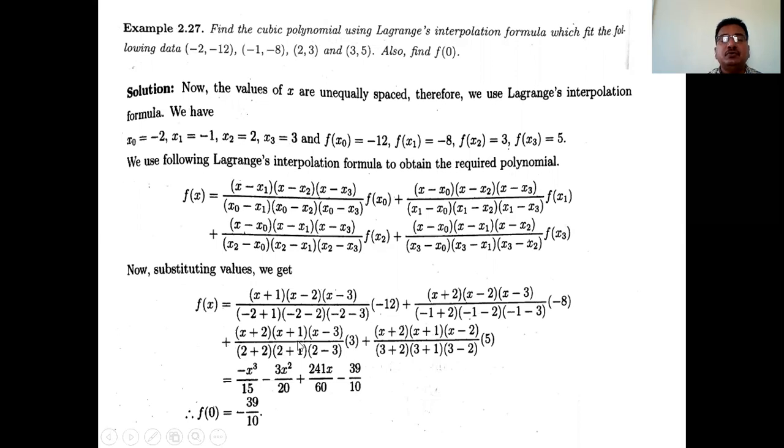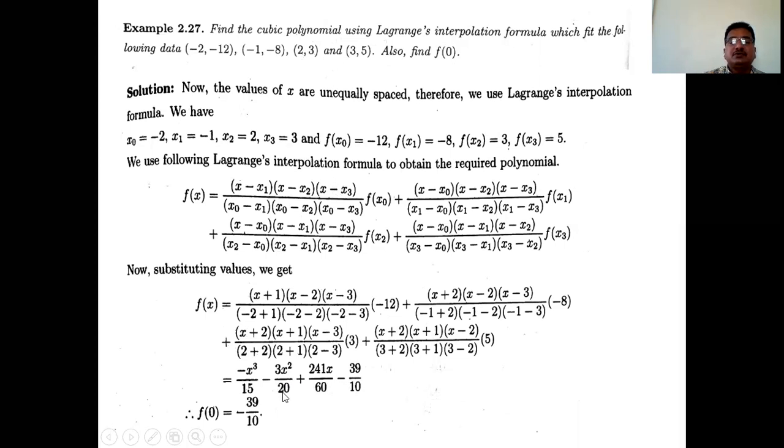Similarly, if you substitute x equal to -1, sometimes the answer may not be exactly -8. It may be another number, but that number must be nearest to -8. If it is not equal to -8, then check that it is nearest to -8. If you substitute x equal to 3 and the answer is not 3 but nearest to 3, that is how you verify the answer by substituting at least 2 values.